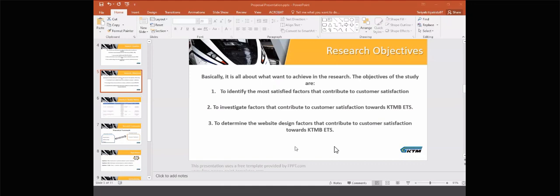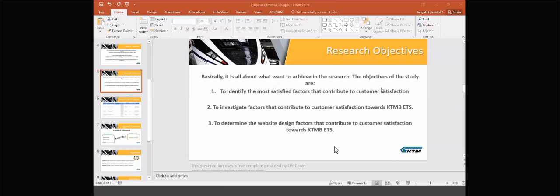Okay. So when I read through these research objectives, I can say that research objective number 2 is the main thing, because it actually explains your title. And I do think that the website design factor is actually one of the factors within research objective 2 as well.